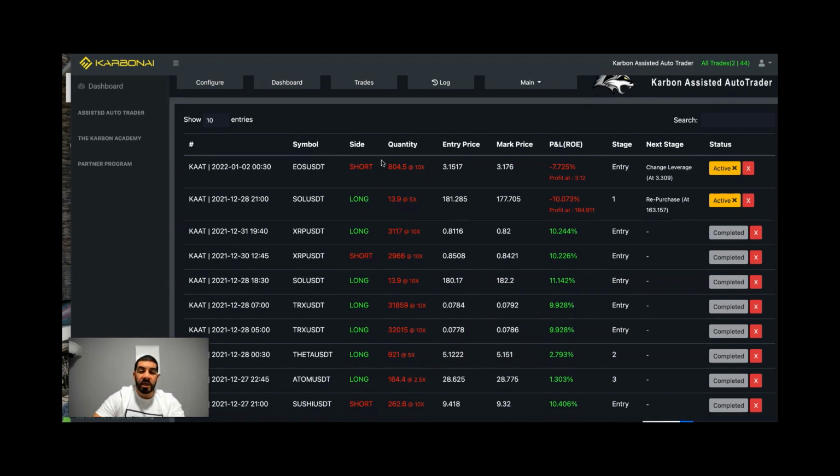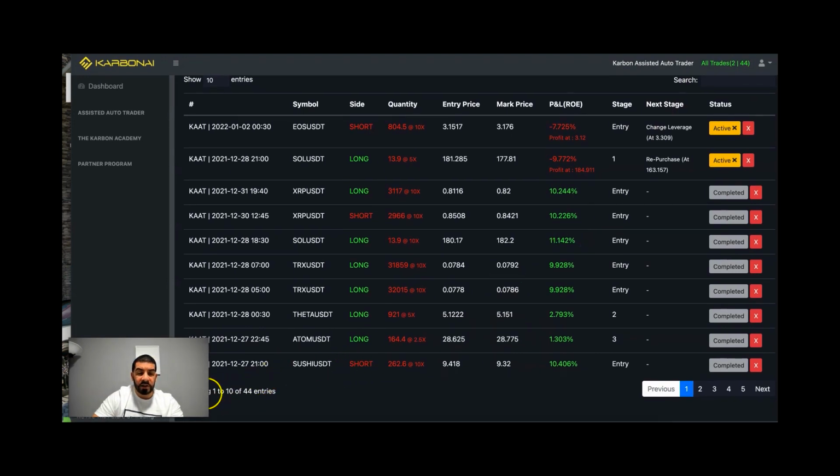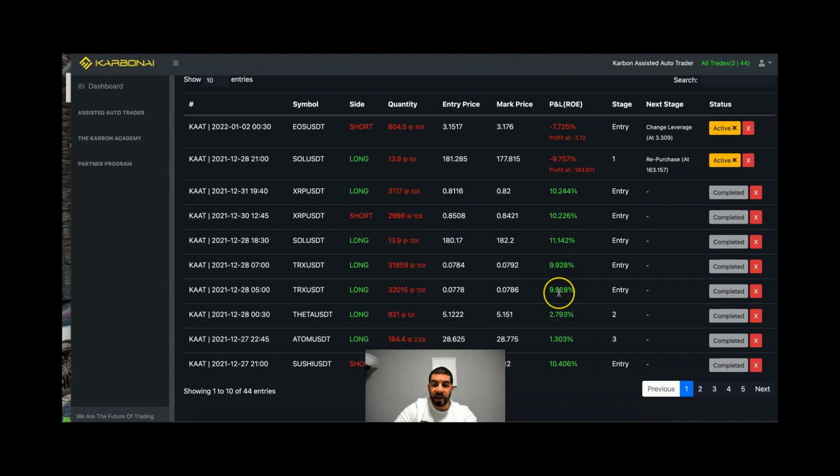So as you can see right here, these are my current trades. Out of the 2 trades that are open, I have 44 trades that were already closed. As you can see right here, it's showing 1 to 10. All the trades were successful at 10%, some even 11% or higher. You can see 9% here.